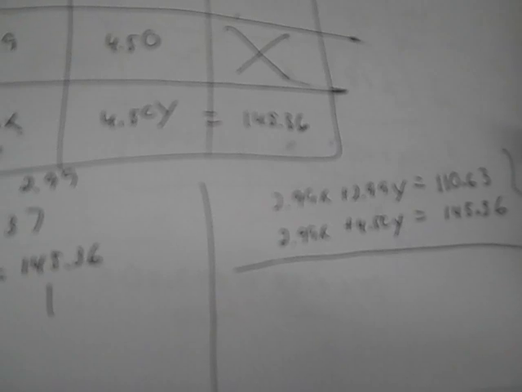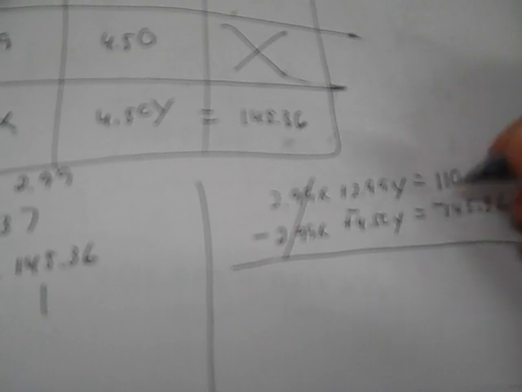Now, we always want to add these, so I'm going to switch that to negative, so those cancel, but then I got to switch the other 2 on the bottom to negative, and I go 2.99 plus negative 4.50, that's negative 1.51y. Then I take 110.63 plus negative 145.36. You got to remember the negative. That's negative 34.73. Okay, and then I go ahead and divide both sides of the equation by negative 1.51.